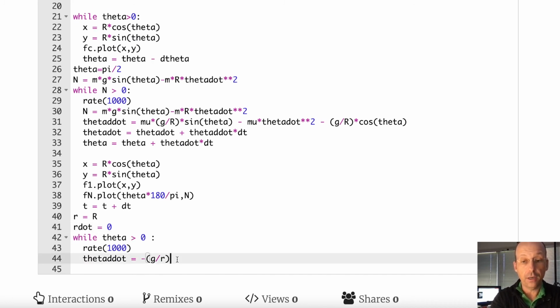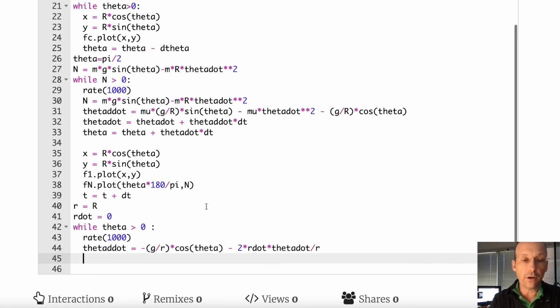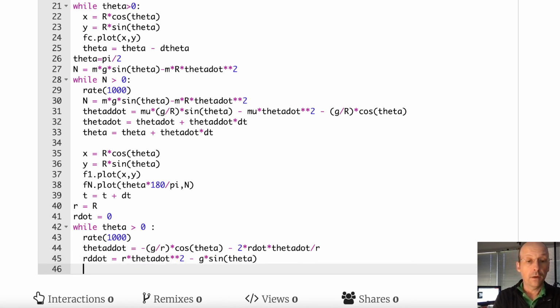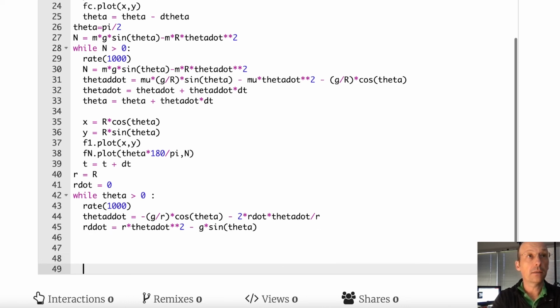Because here's my r right there, times cosine theta, minus 2 times r dot times theta dot divided by r. Now I can calculate my r double dot. R double dot equals, again, looking at my equation on my paper, I have r times theta dot squared minus g times sine of theta.